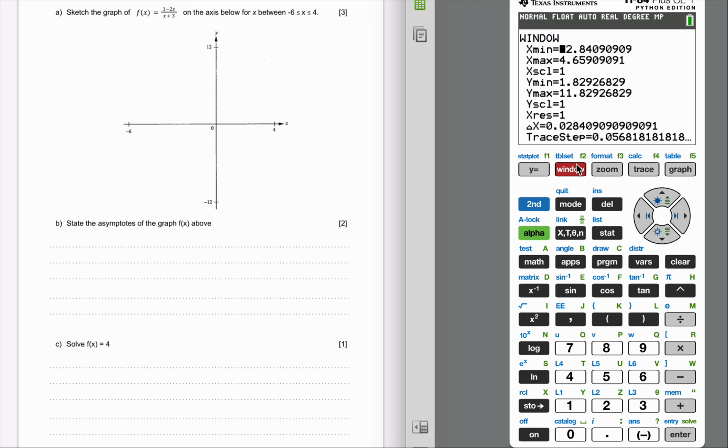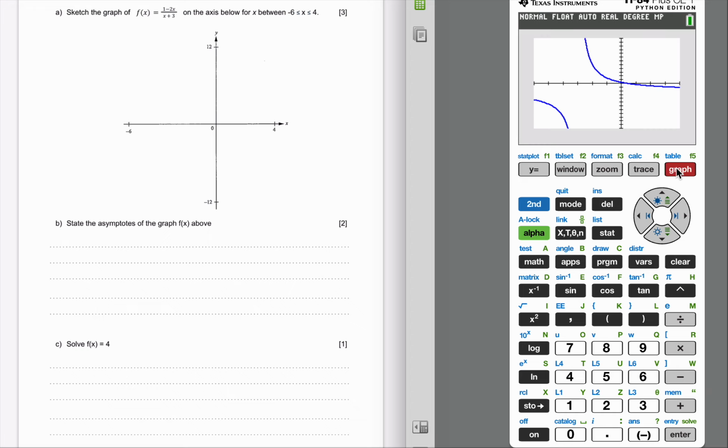Now I need to change my window. I want it to look like this. So the x minimum value is -6, and the maximum is 4. And then the y value goes from -12 to 12.